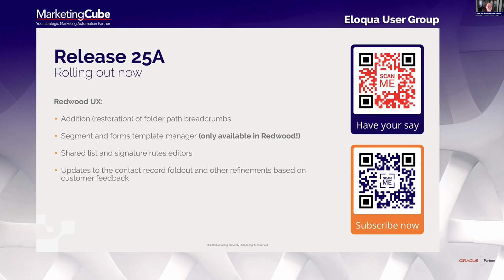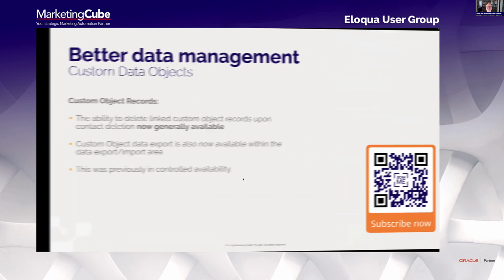Shared list and signature rule editors: what's changed there is not so much what they do, but the Redwood look and feel has been applied to those environments. And updates to the contact record fold out. I don't have time to show you, but when you go into the contact now in Redwood and look at it, there's just a little bit more real estate, which is good. The email groups was this big long list. Now it slides out from the right-hand side and it's much easier to look at. It's all there on the screen in front of you versus having to scroll. That was some specific feedback from customers, which they've listened to, which was great.